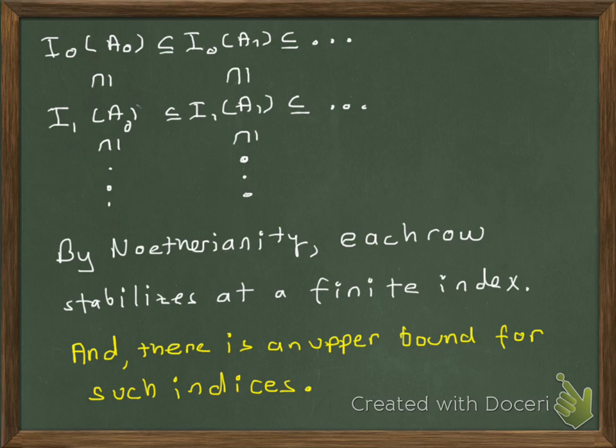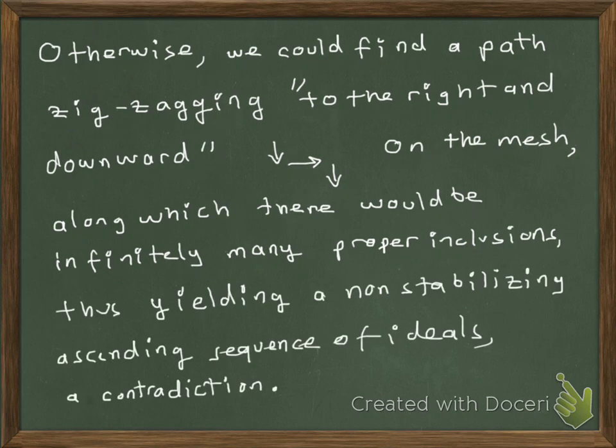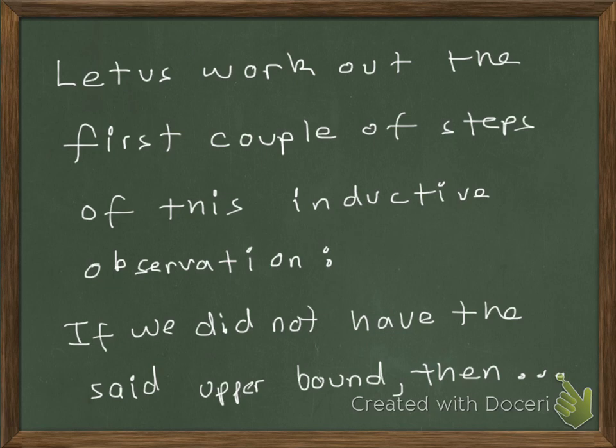Now, back to our claim. There's an upper bound for such indices. What if there were none? Then I'll simply read the slide that I think says it all. We could find a path zigzagging to the right and downward on the mesh, along which there would be infinitely many proper inclusions. That would go against Noetherianity. But if you're not convinced about what it says, let's just work it out.